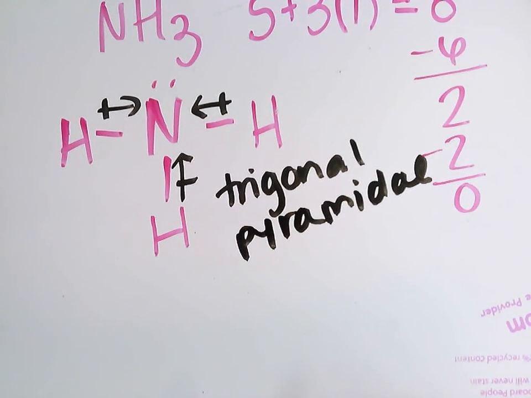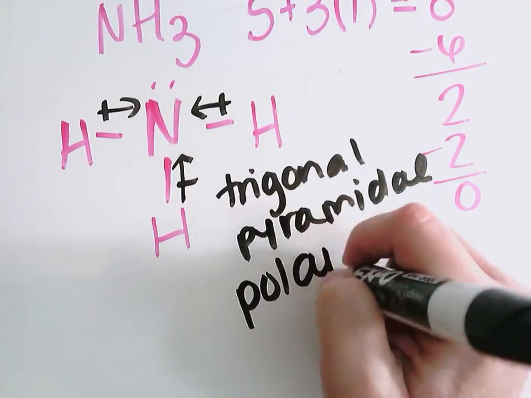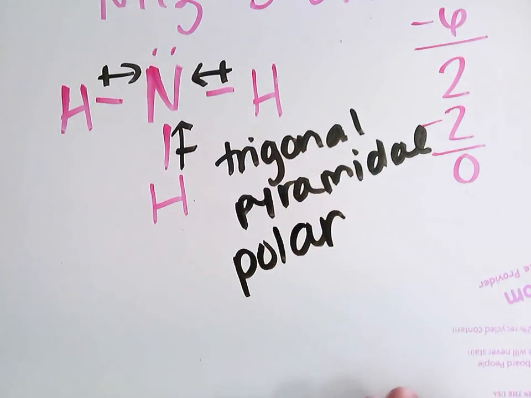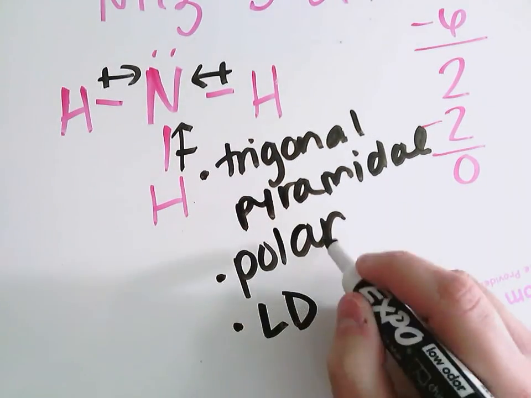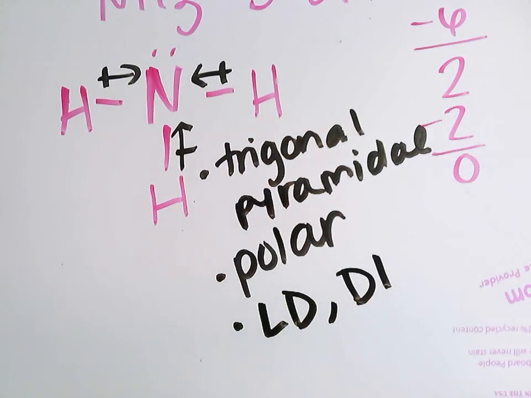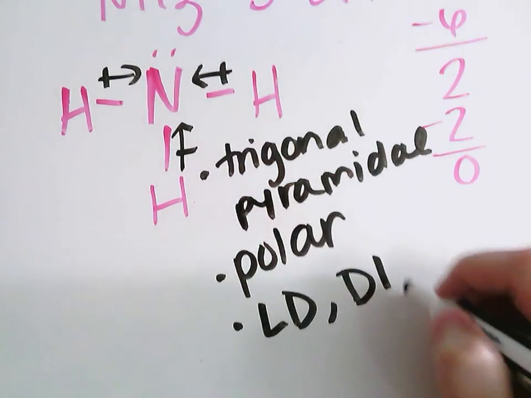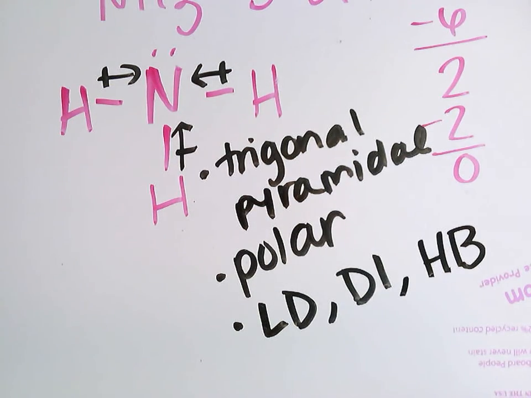Let's talk about our overall polarity. Are there lone pairs on the central atom? Yes. If I say yes, then I know this is polar. And then let's talk about our intermolecular forces. We drew it, so we know it has London dispersion. It's polar, so it has dipole interaction. And then we need to check for hydrogen bonding. Remember, hydrogen bonding has to be between hydrogen and nitrogen, hydrogen and oxygen, or hydrogen and fluorine. Does this molecule have any of those? Yes, we have 3 hydrogen-nitrogen bonds, so this also has hydrogen bonding.